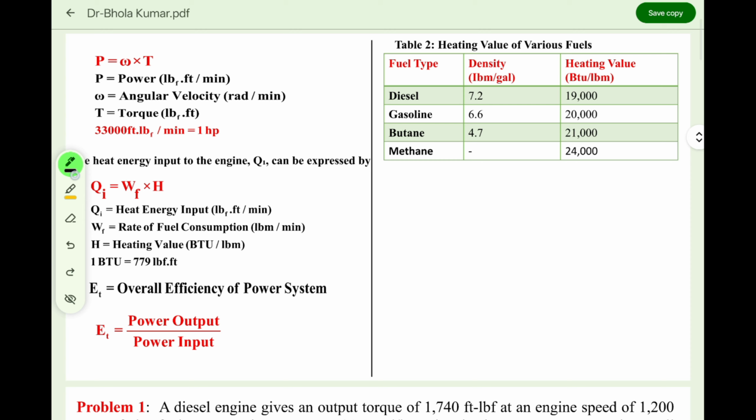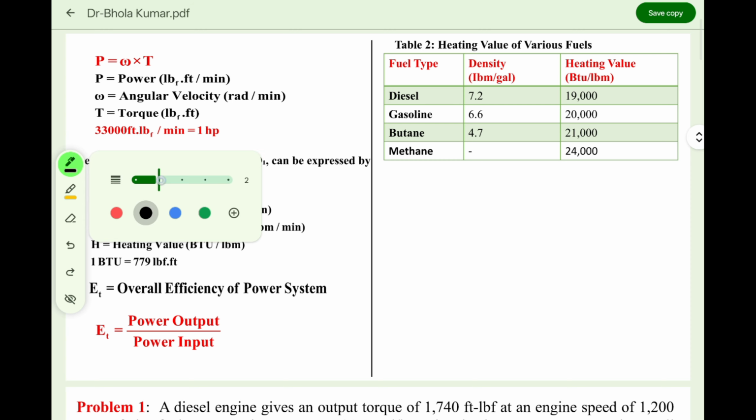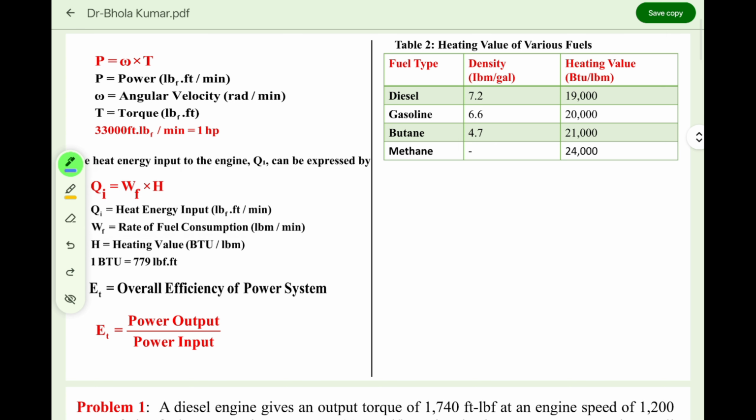So here, in the engine, Qi is written as Wf multiplied by H. Wf is nothing but the rate of fuel consumption, in lbm, mass per second or per minute, right? So how much quantity of fuel they are consuming every second.